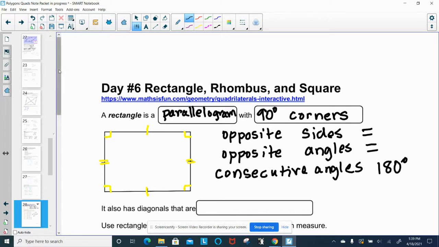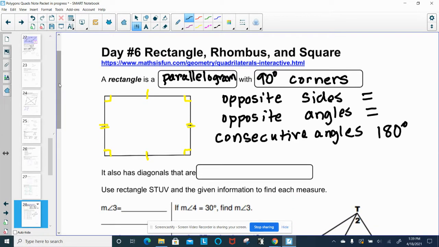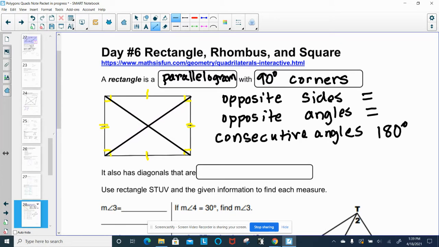One of the things that happens with these diagonals, so I'm going to try to draw these diagonals in with my line tool since I do such a horrible job of freehanding. So there's a diagonal, and there's a diagonal. So it still does have two diagonals. That part hasn't changed. But the difference here is that the diagonals are going to be equal. They're going to be the same length.